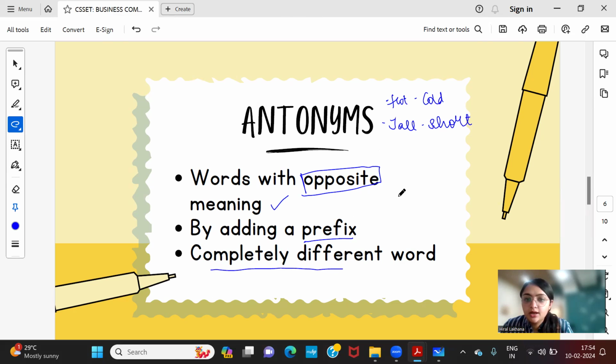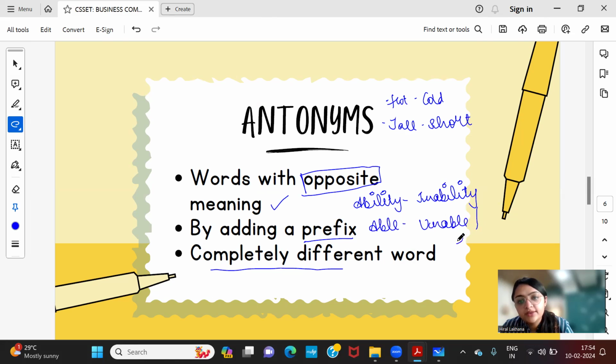So when we say by adding a prefix, so now if I am saying ability, the opposite of ability would be inability. Similarly, if we are saying able, I would say unable, or even we can use disable. So here, to get the antonym or the opposite of ability and able, all we had to do is add a prefix. So the prefixes here were in, un, and dis. So this is one way in which we can get the antonym.